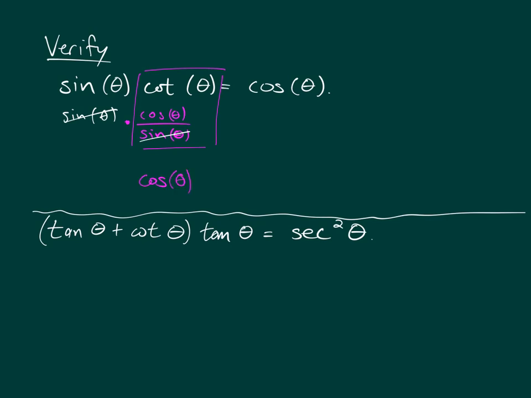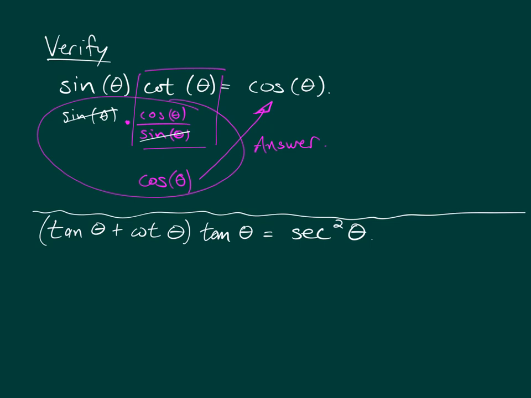So this work that is right here is the answer. We rewrote cotangent as this ratio, canceled a couple sines, and got cosine. This is the answer that's on the other side of the equation. So that's it. That is the verification. All right, let's take a look at this next one.